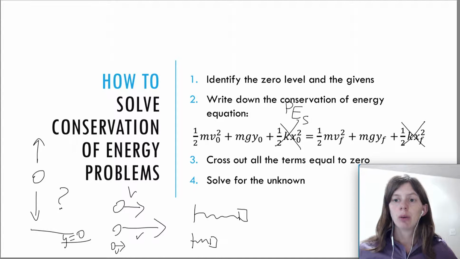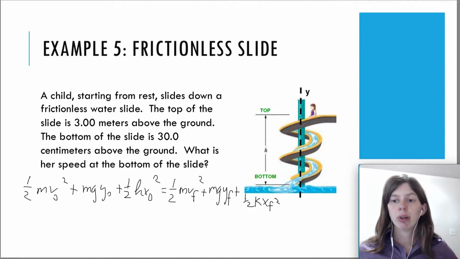So now let's go back to the previous slide. It said, identify the zero level and the givens. I forgot to do that. And then we're going to cross out all the terms equal to 0. So the zero level is the lowest point in the problem that you care about. In this case, the bottom of the slide is 30 centimeters above the ground. If I were to draw a picture here, the ground is here, but we're given this distance of 30 centimeters from here to here, and then the distance of 3 meters from here to here. But we don't care what happens at the ground, we only care what happens at the bottom of the slide. So we're going to call this the zero level.